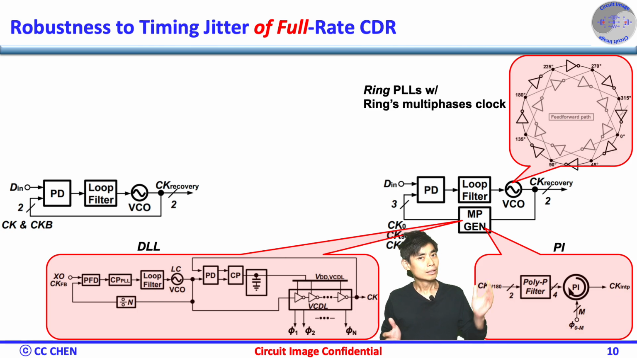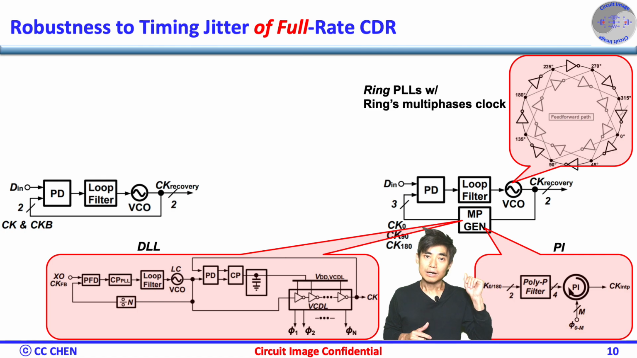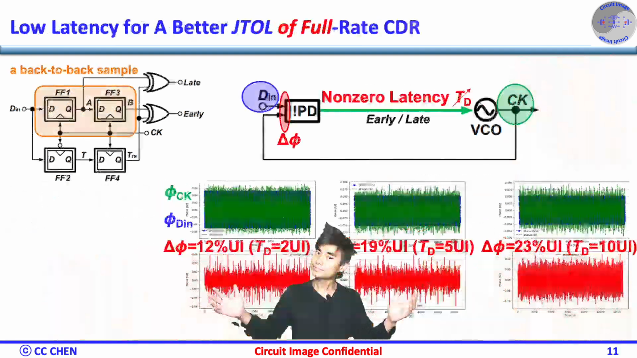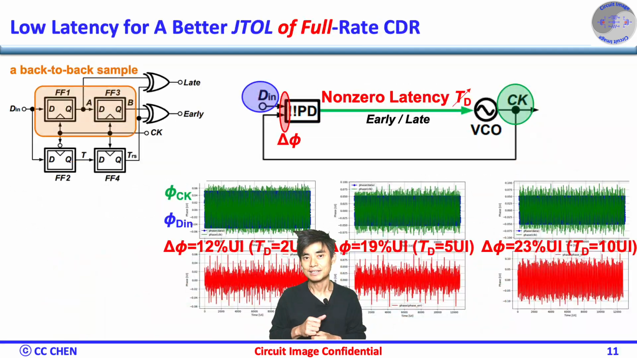On the other hand, the half-rate may need a full phase generation from either a phase interpolator (PI) or a DLL, which not only consumes more power, but also adds risk of phase accuracy impairments that degrade the system robustness. In terms of robustness, what else could degrade the CDR performance? Yes, latency. The full-rate CDR has a lower latency than the half-rate CDR.